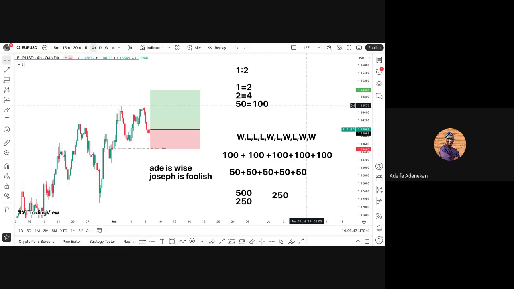So this is just the backbone of what trading entails. It's all a mathematical approach. It's all risk to reward. That's the truth. It's all risk to reward.